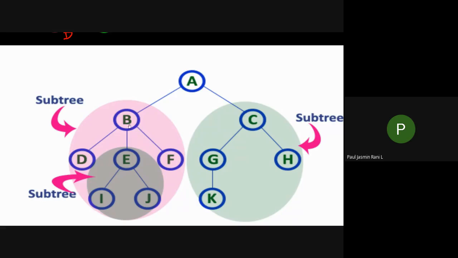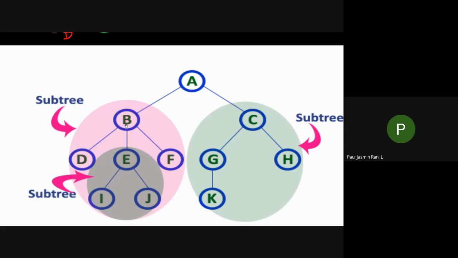See, for this node B, how many branches do you have? I have 3 branches. So I call this a general tree. This is not a binary tree. And for node B, this E, I, J, this whole thing I call a subtree of B. So this is how you have to categorize your subtree. Can you follow this one? For A, this pink shaded part comes under one subtree, and this green shaded part comes under another subtree.